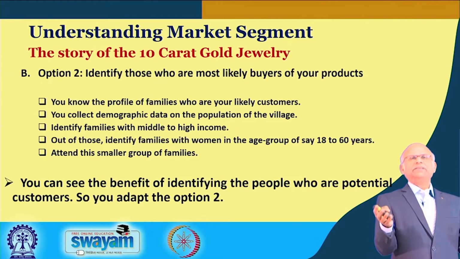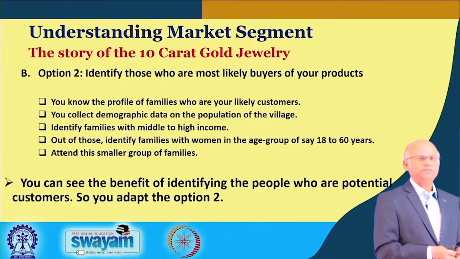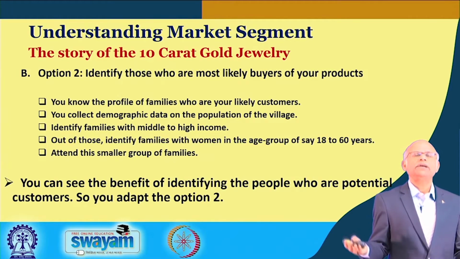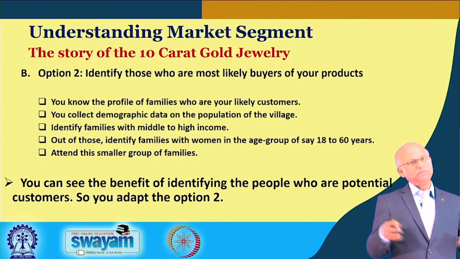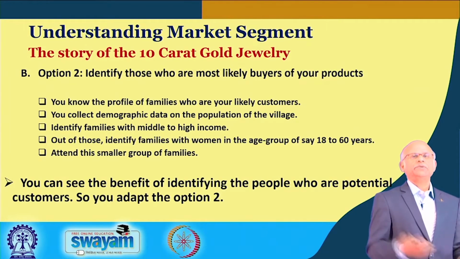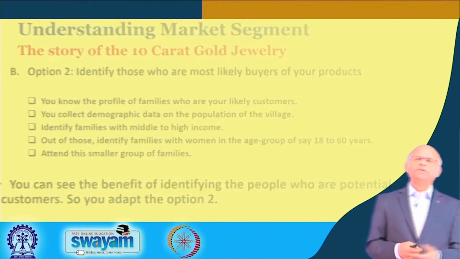So, maybe 30, 40 or 50 families instead of 500 families. Now you approach only 50 families, and you can complete this exercise in 5 days or say 10 days, and then every effort is worthwhile because your audience now are the right people who are potential buyers. So, you adopt the second method.